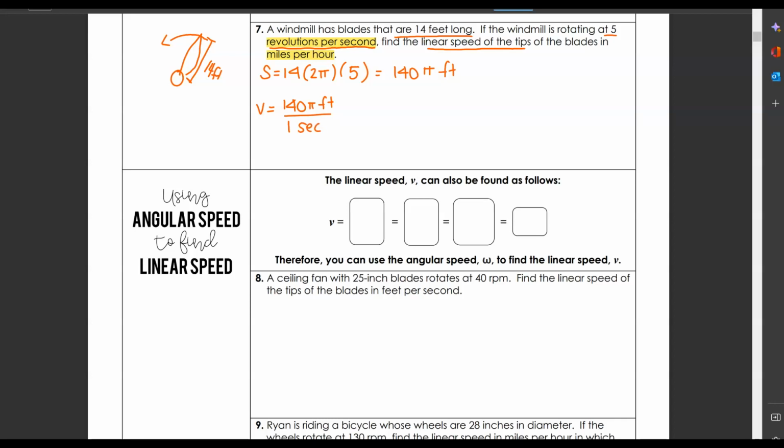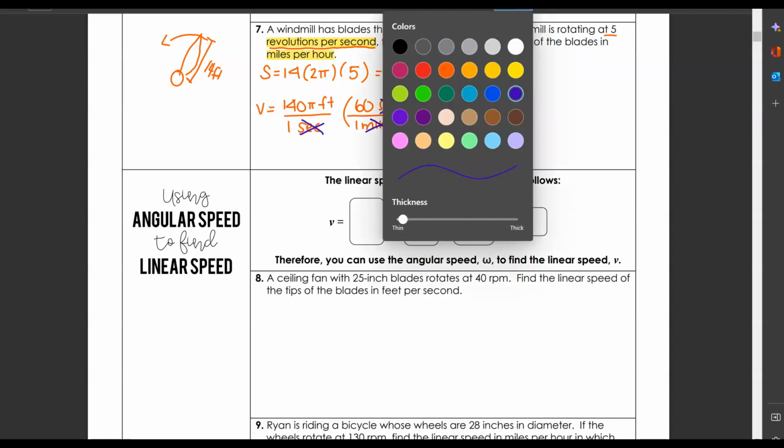But I don't want the answer in seconds, nor do I want the answer in feet. I actually want it in miles per hour. So what does this look like? Let's go ahead and start our conversion. First thing, let's get rid of seconds. So I have 60 seconds in 1 minute. But I also have 60 minutes in 1 hour. So I got my hours down because we can see that these will cancel. My seconds are gone, my minutes are gone, so I'm left with an hour.